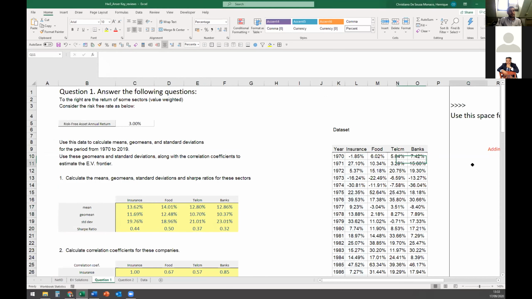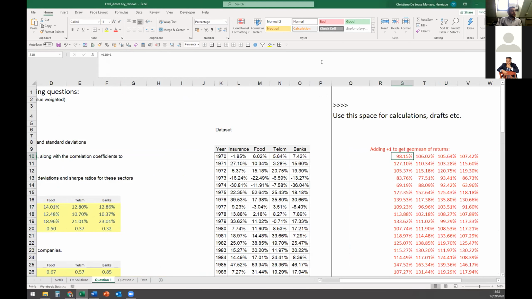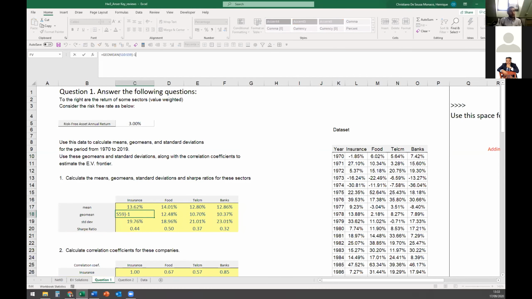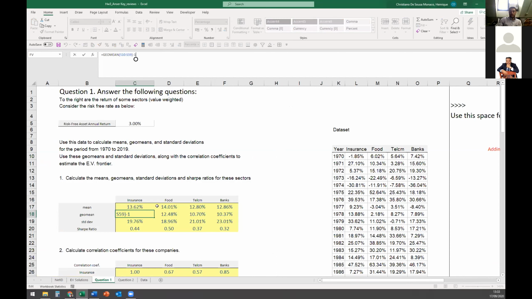Geomeans, to calculate the geomeans, because we gave you returns and not adjusted close price, you would just add one to all the returns here. So I just add one and drag it to the side, drag it down. And then I can run the geomean formula on this added one interval, okay? So just as a refresher, we add one to the returns because the geomean formula won't take any negative numbers, right? And then after you do that, you run the geomean on these added one returns, and subtract one after all, so you can get the geomean.